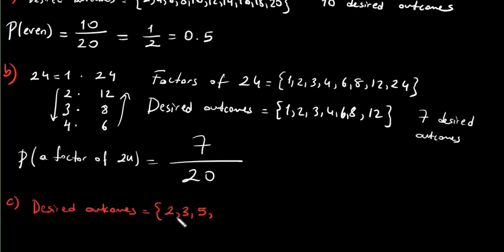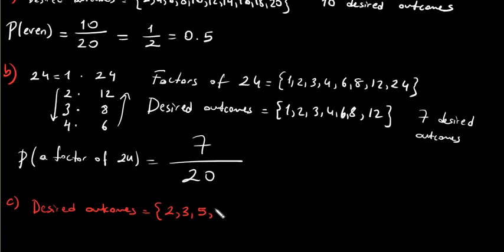Prime numbers are divisible by 1 and itself, okay? So the positive factors of prime numbers are the number 1 and itself. For example, 2 is divisible by only 1 and 2. 3 is divisible by only 1 and 3. 4 is not a prime number because 4 is divisible by 2. 5 is divisible by only 1 and 5. 6 is not a prime number because 6 is divisible by 2 and 3.